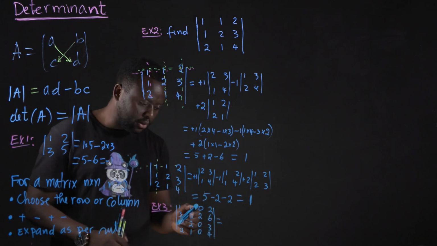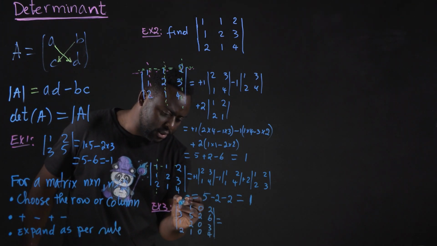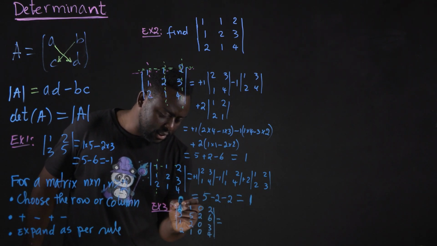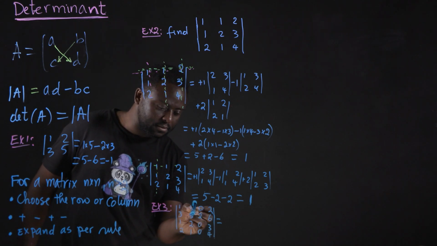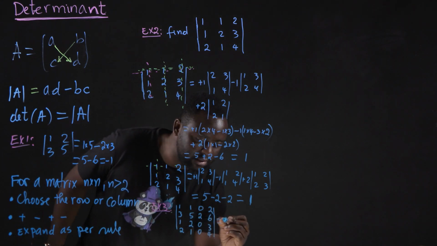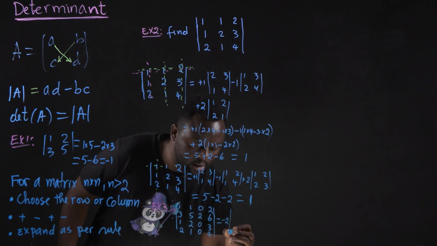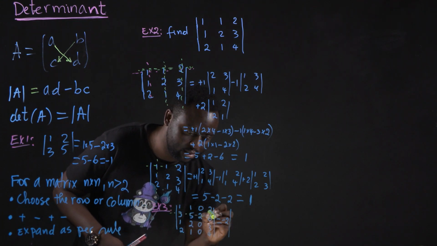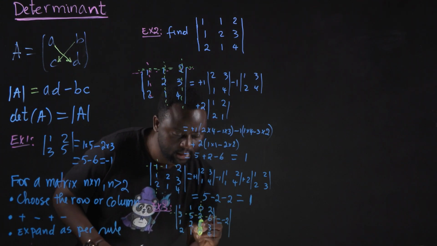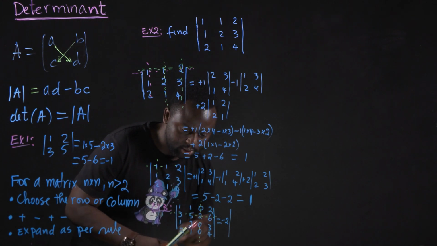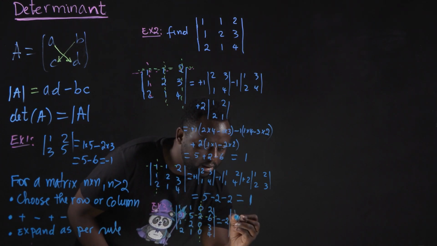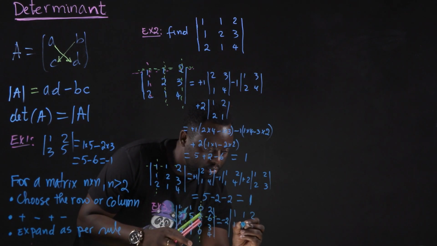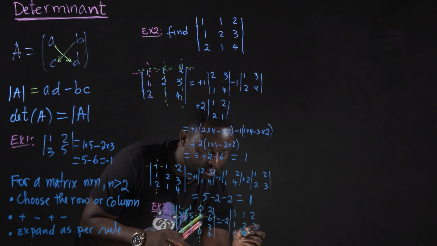If I expand following the third column, we say the first sign here is negative, this is positive, negative, positive, negative, and here this is negative, positive, negative. So this is negative 2, and if we cross this 2, if I cross this twice, as I explained, then what we didn't cross is 1, 2, 3, 1, 1, 2, and the second one is 1, 2, 3, and the last one is 2, 1, 4.